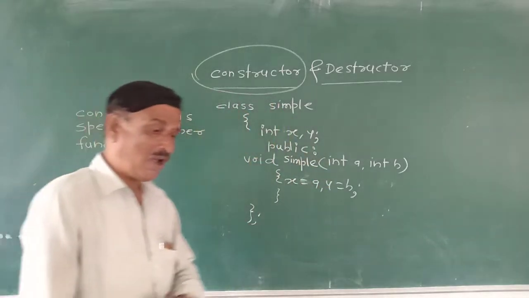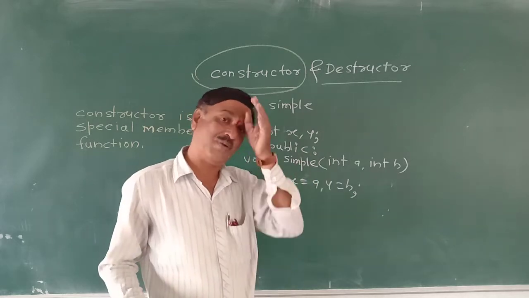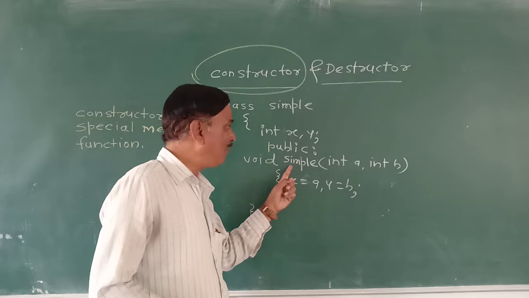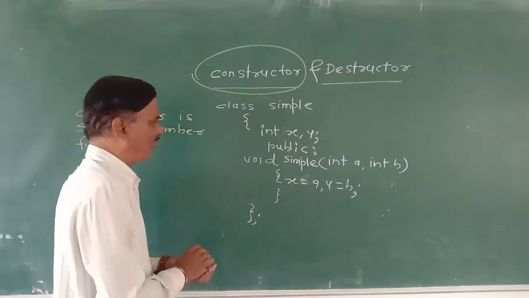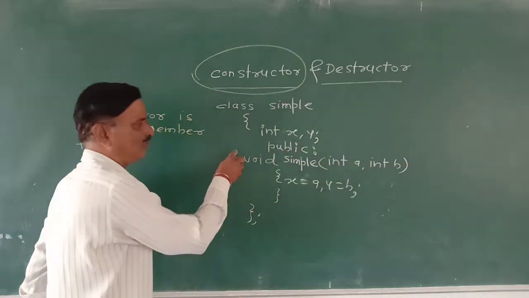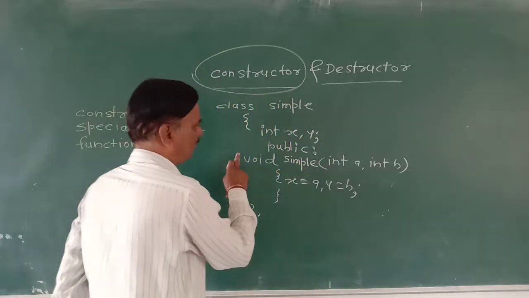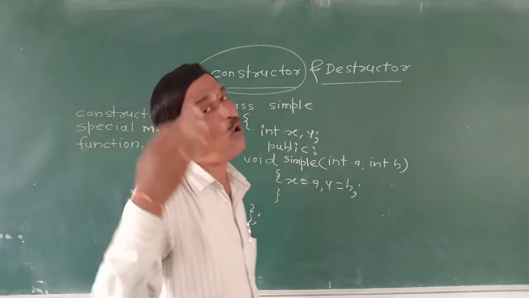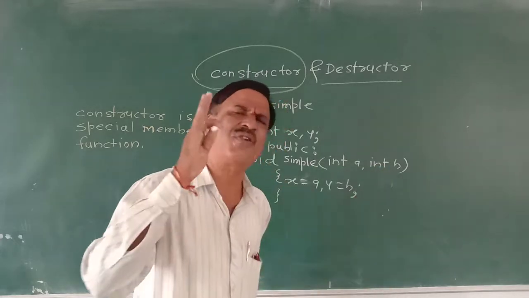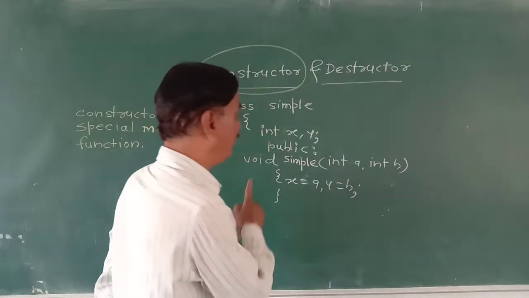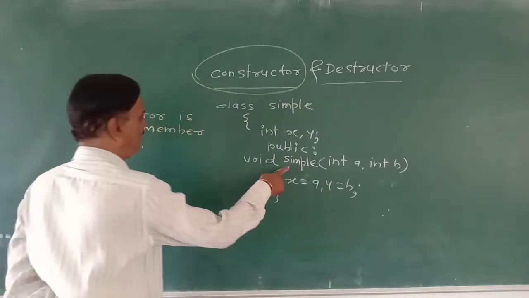Now look. What was the name of the function previously? It was get. We have changed this name from get to simple. Now this becomes the constructor. Why? You can say this is a function, yes, obviously, as get was. Similarly, simple int a comma int b is also a function. But you see the name of the function is simple, and the name of the class is also simple. So this is called a constructor.